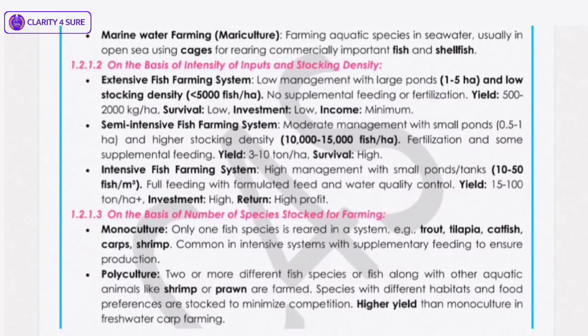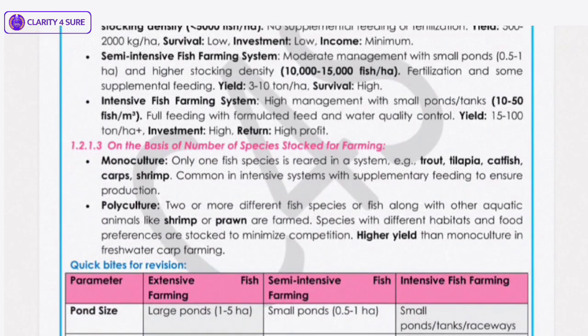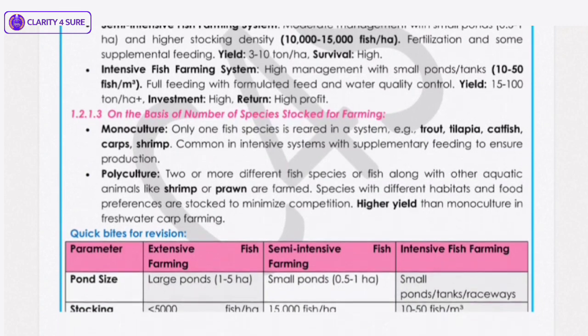Next we have on the basis of number of species stocked for farming. So it is monoculture if only one species is reared, like tilapia, catfish, carps, shrimp. Next is polyculture. If two or more different fish species or fish along with other aquatic animals like shrimp or prawn are farmed, then it is called polyculture. Species with different habitats and food preferences are stocked to minimize competition. Higher yield than monoculture in freshwater carp farming. Obviously, right?